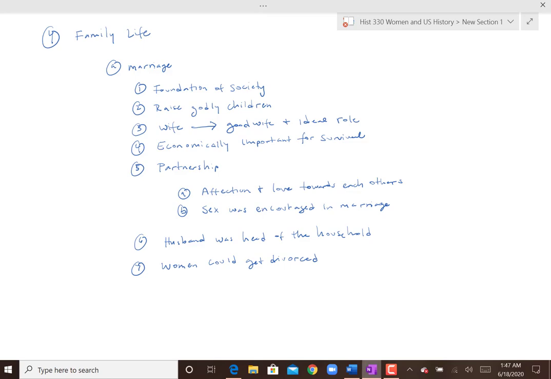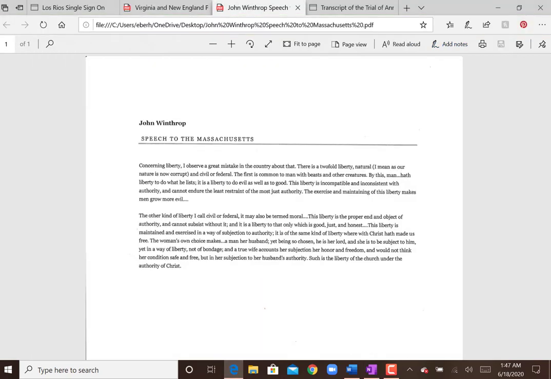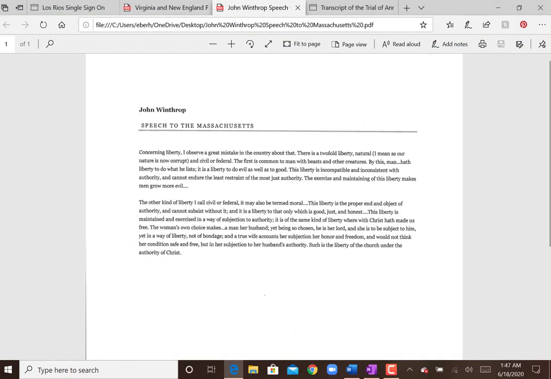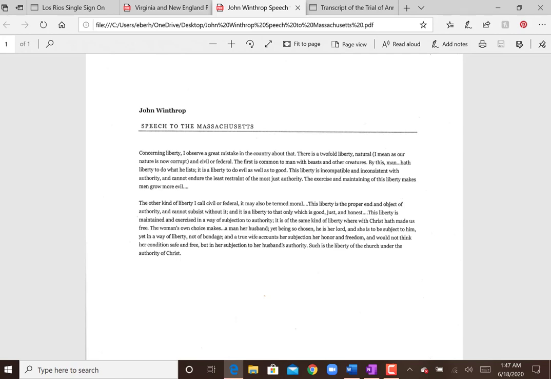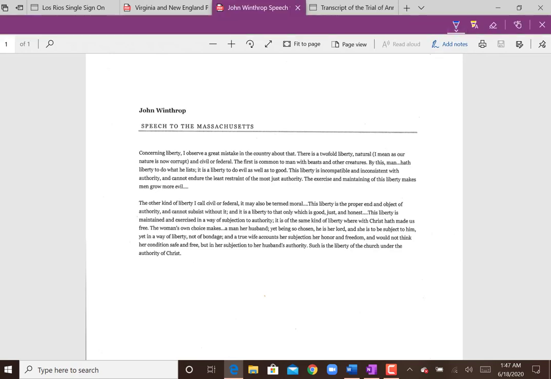I wanted to look at John Winthrop's speech and just a part of it. One of the things that's interesting is it talks about the type of liberty, which also shows again this idea of obedience and subordination within the society as a whole. That was an important component for them. But then, the way that they reference women and explain it also shows you kind of where women's place within that was.